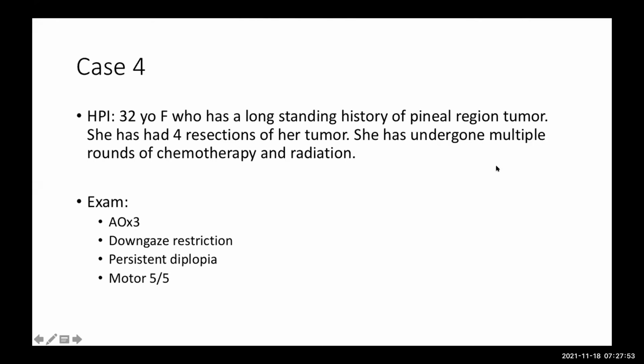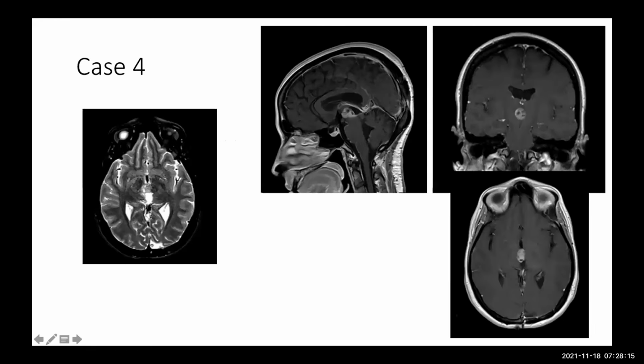Okay, perfect. So, a 32-year-old female who has a long-standing history of pineal region tumor. She's had 4 resections of her tumor, 3 of them with us. She has undergone multiple rounds of chemotherapy and radiation. On exam, alert and oriented x3, down gaze restriction, persistent diplopia, but otherwise intact. So this is her scan.